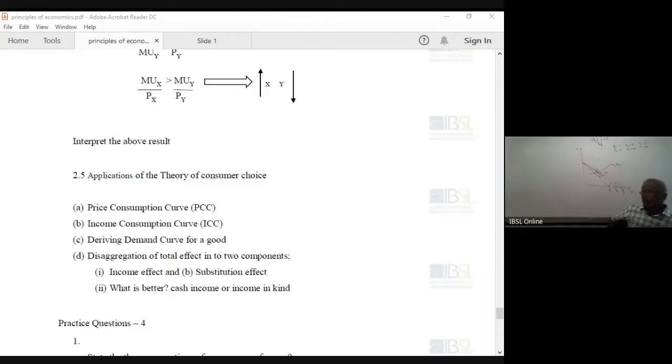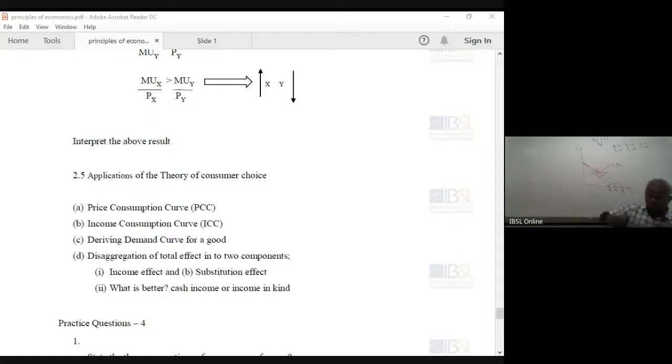Now this curve shows, when other factors are held constant, how the consumption bundle changes with respect to the price of X. Other factors, price of Y and income, are constant. When the price of X decreases, how does the consumer change his consumption pattern? He moves to this point. That is called the price consumption curve.